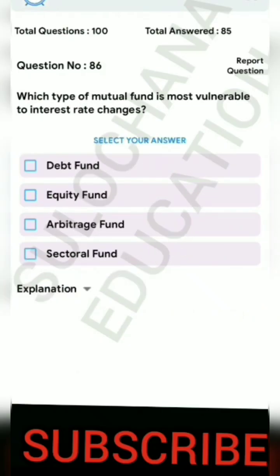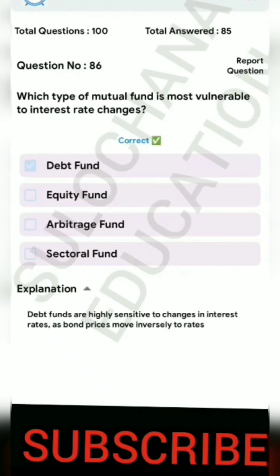Which type of mutual fund is most valuable to interest rate changes? Options are A. Debt fund, B. Equity fund, C. Arbitrage fund, D. Sectoral fund. And the correct answer is option A. Debt fund.